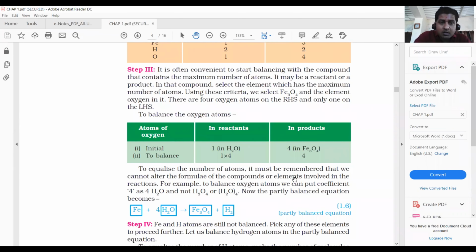So guys, by convention we start the balancing with the compound that contains the maximum number of atoms, maybe among the reactants or the products.